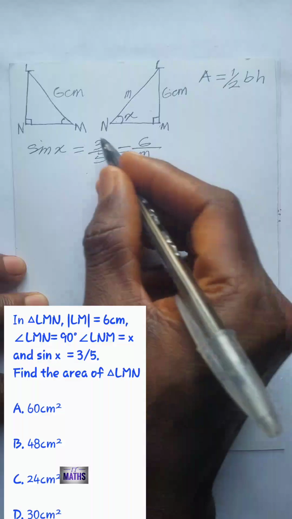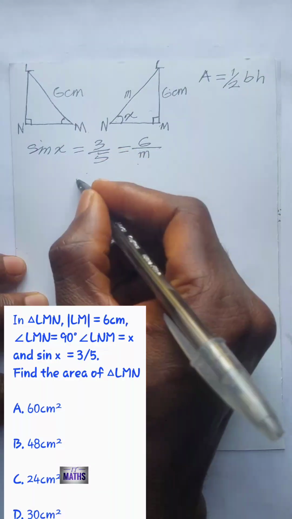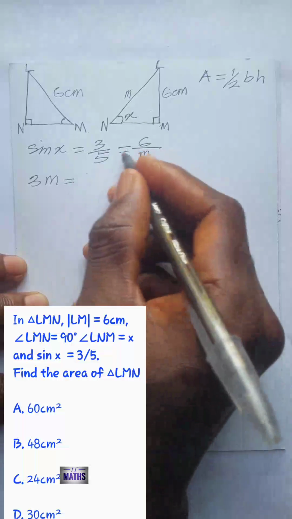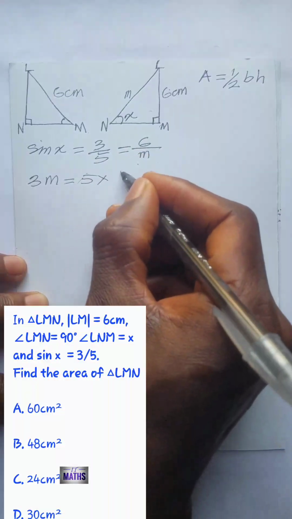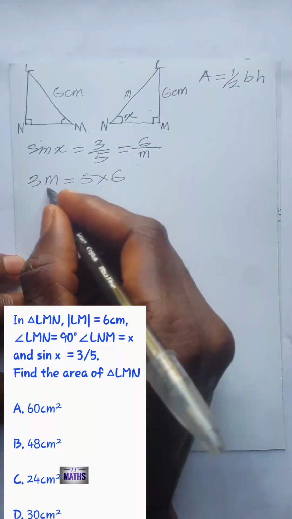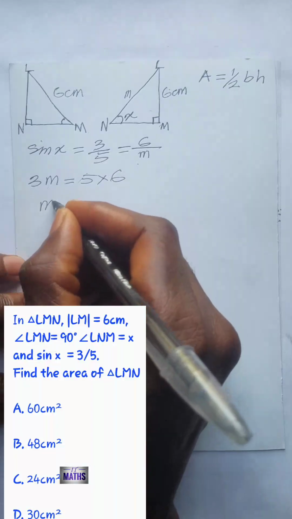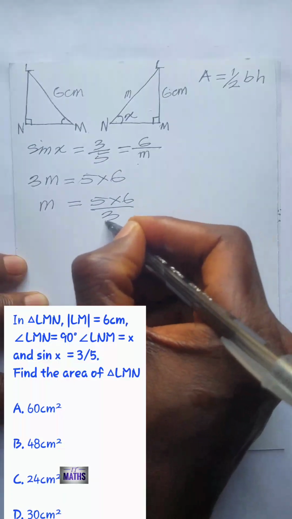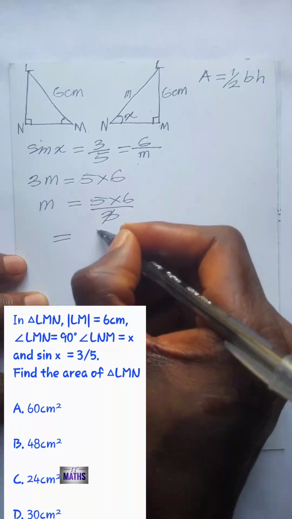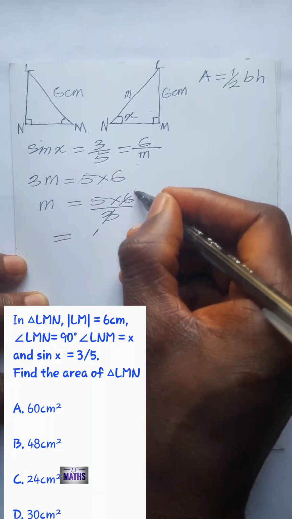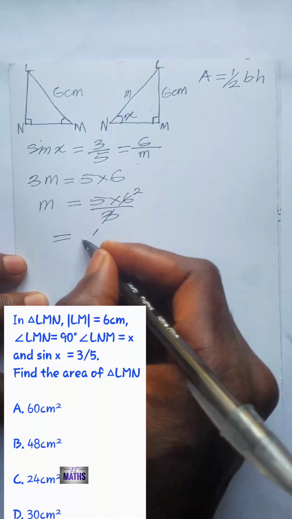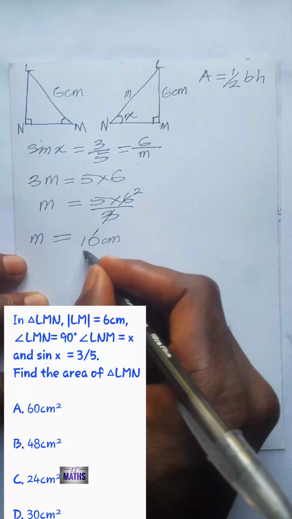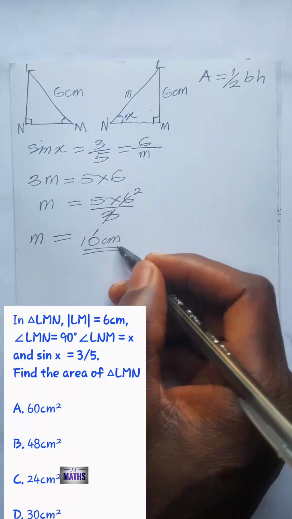So let's cross multiply. Let's bring m over here. That will be 3m is equal to 5 times 6. Are we following? Now I'm going to send 3 down. So m will be 5 times 6 all over 3. And what is that? 3 goes into 6, 2. 2 times 5 is 10. So my m is 10 cm. Is that okay?